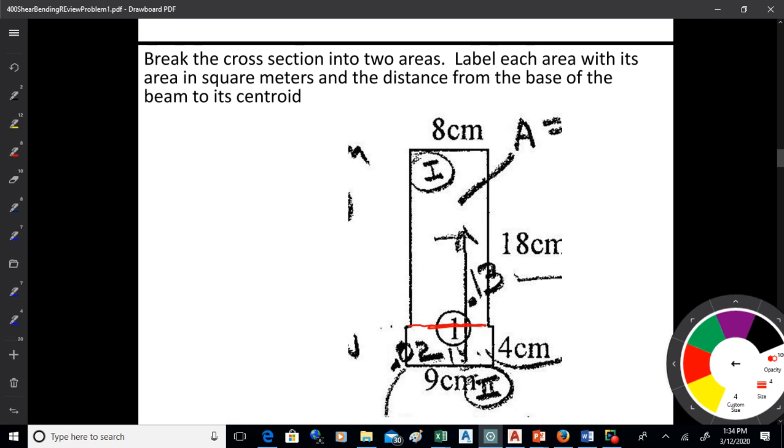Because you need that for two reasons. You need it because you're going to use it to get C for the moment equations. And also you calculate the moment of inertia about that point, that level, whatever you want to call it. That's where the neutral axis is. How's that?